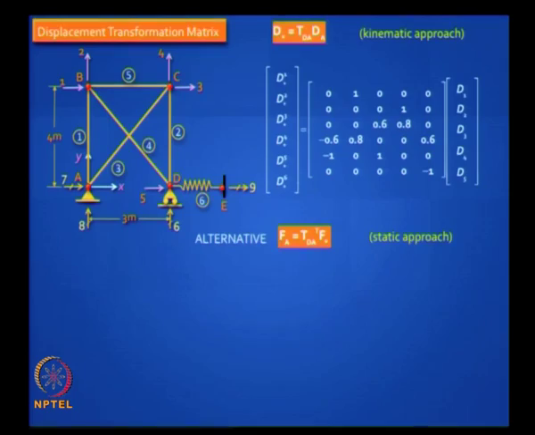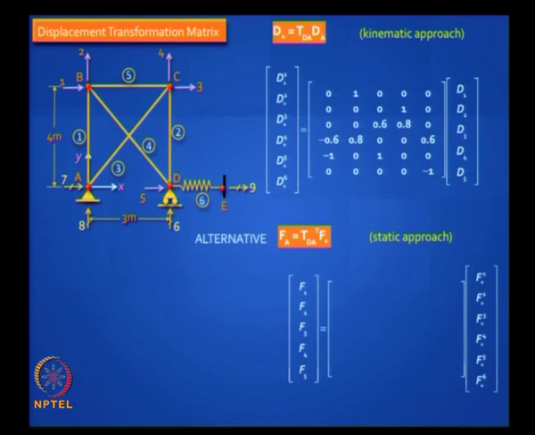TD transpose. So you are actually invoking the contragradient principle. Is it easier to derive the TDA transpose matrix than the TDA? Let us see. So in the static approach, this is the relationship that we want, right?